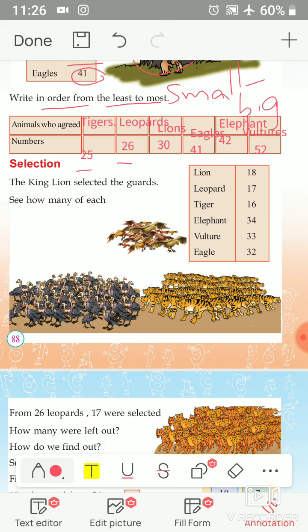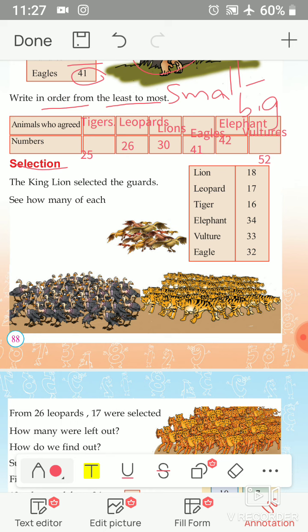25, after that the next bigger number 26, and then after 26 the next bigger number 30, then 41, 42, and the last, the greatest number, the most number, yes, that is 52. Did you get how to arrange from least to most? Least to most means small to big. Did you understand? Okay.